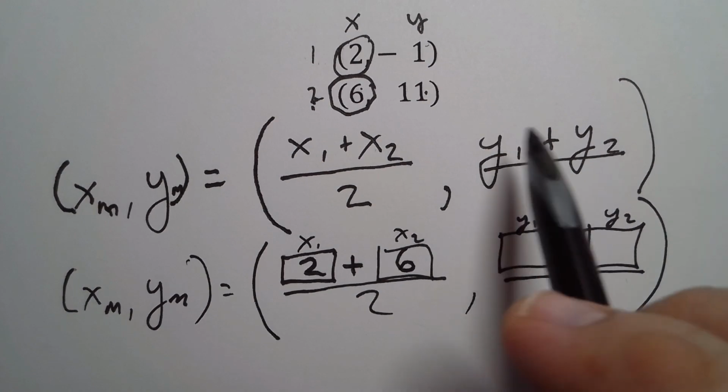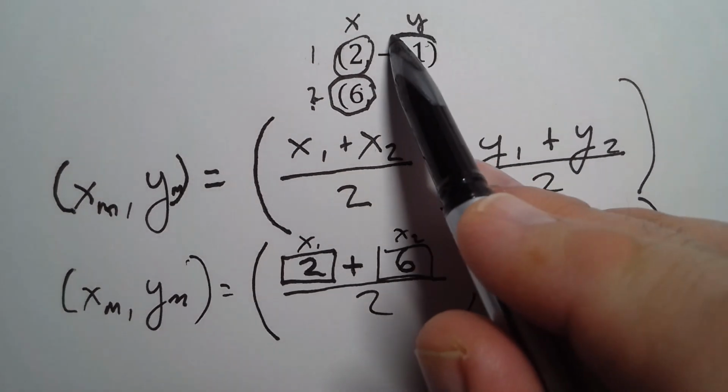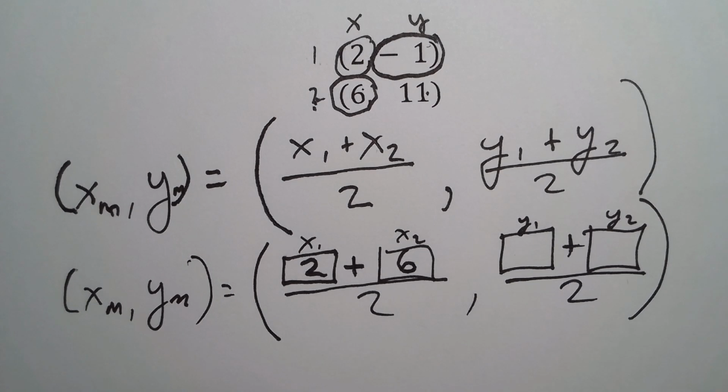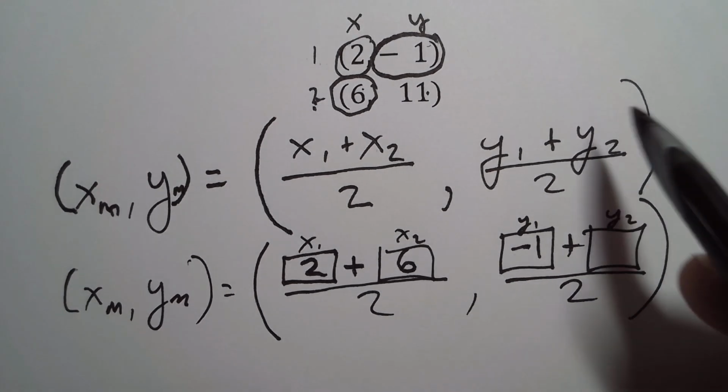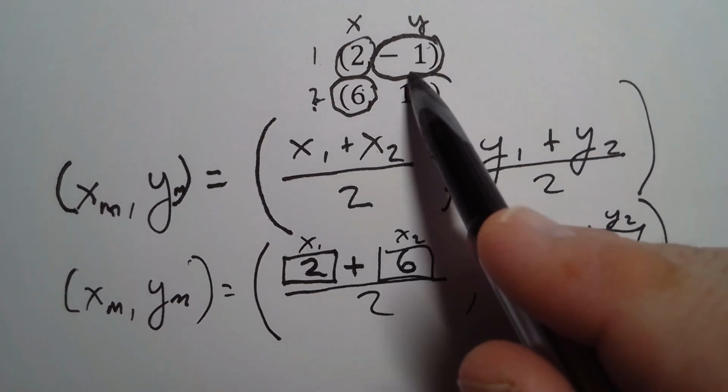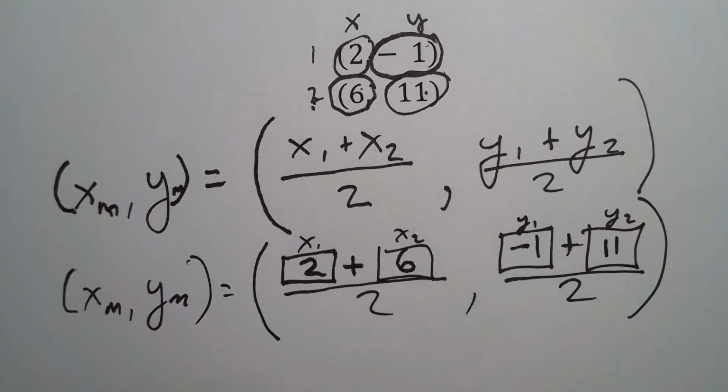Let's go ahead and fill in the y sub 1. That's the one over here. Don't forget the negative sign in front of it. So that's y sub 1 is negative 1. That's why I like the boxes. And y sub 2 is 11. So I go ahead and fill that in.